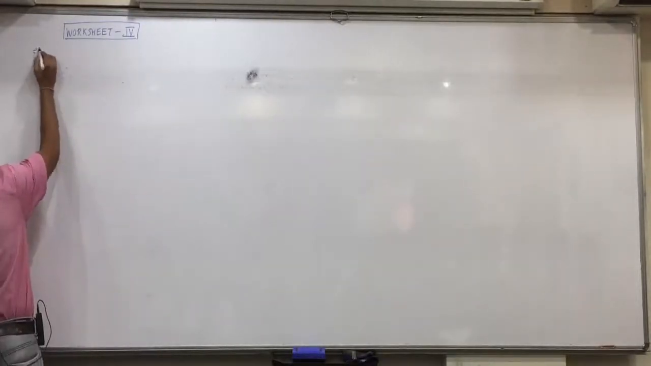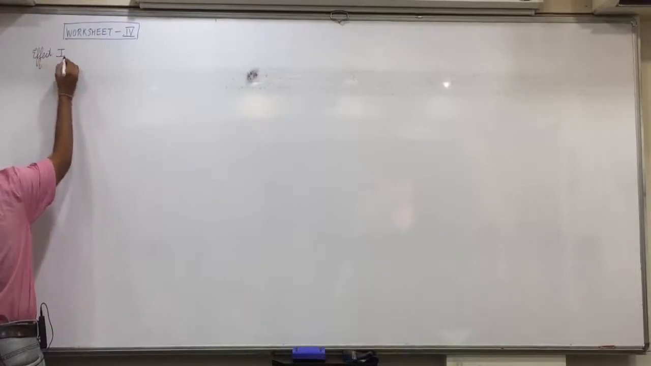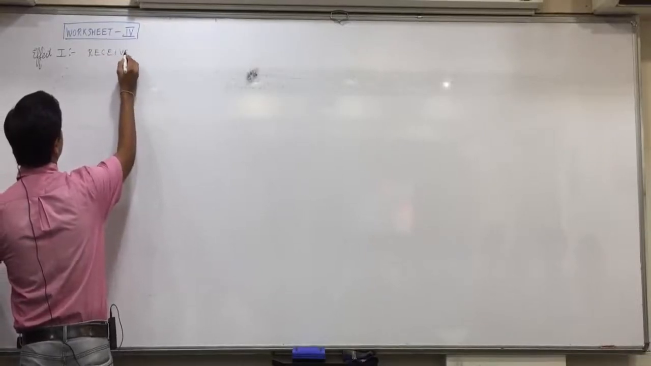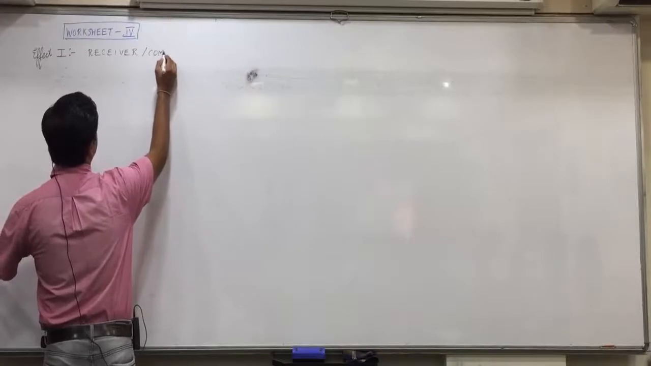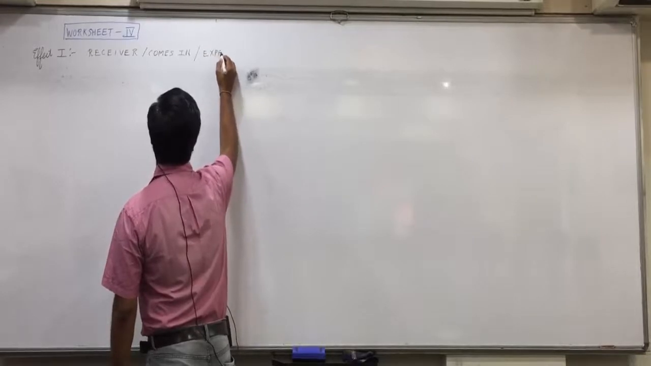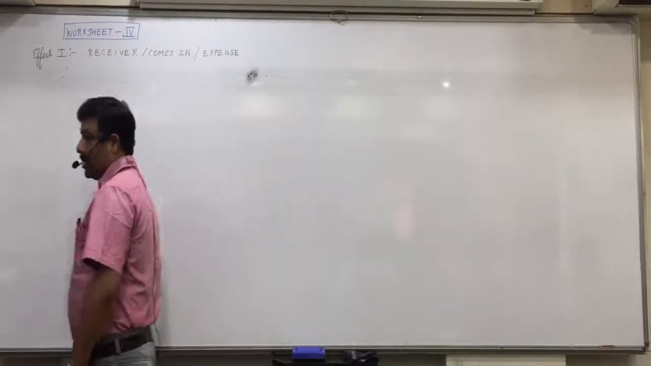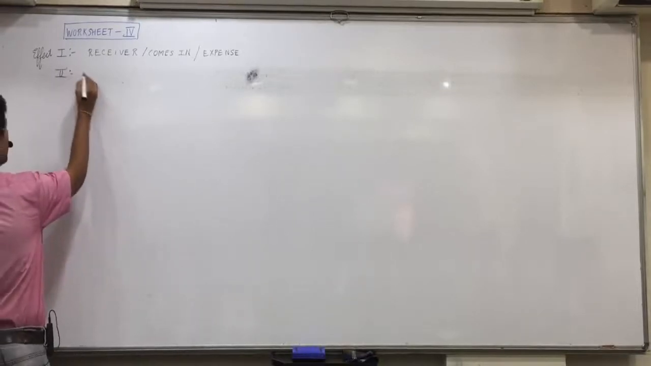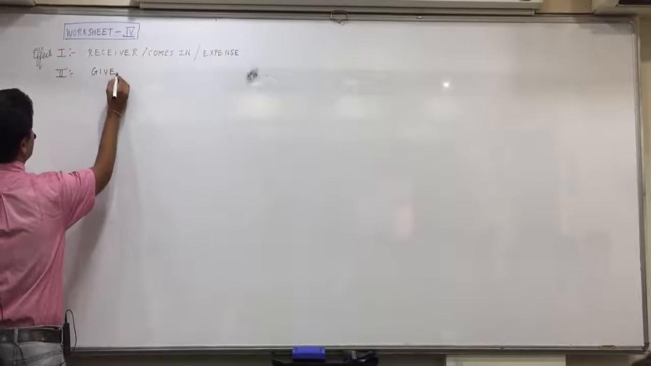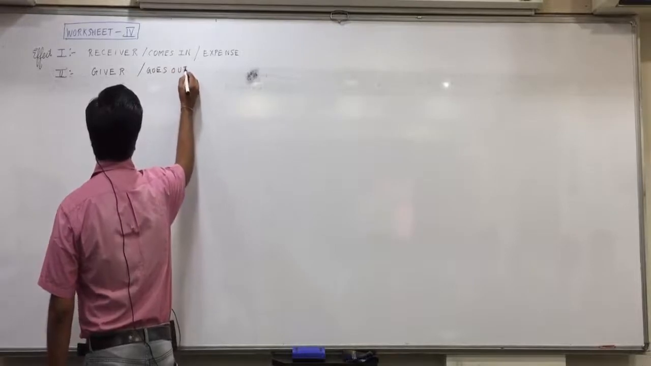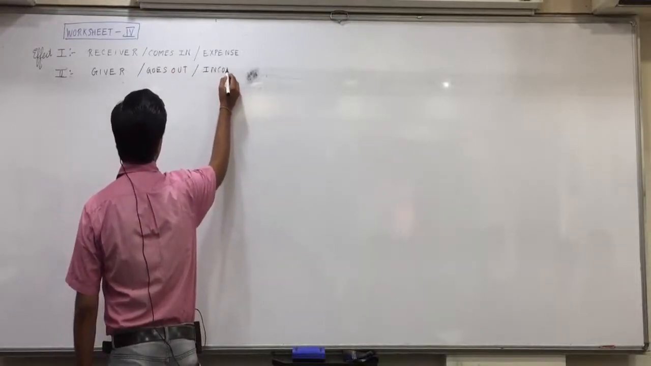Okay, effect 1 will include the first effect we have seen so far, receiver, or comes in, or write down expense. The new one is expense. The new effect we study is expense. This is the last one. After this nothing else will take place. And effect 2, against receiver we have giver, against comes in, goes out, and against expense, income.